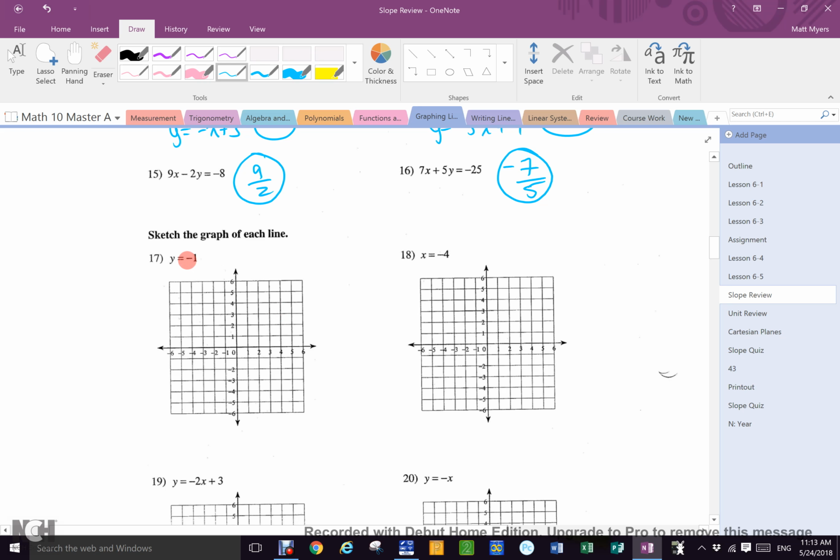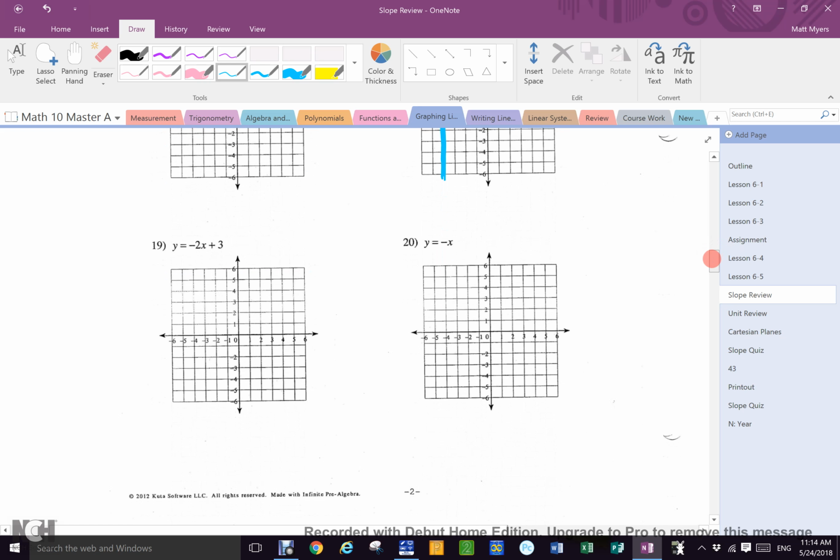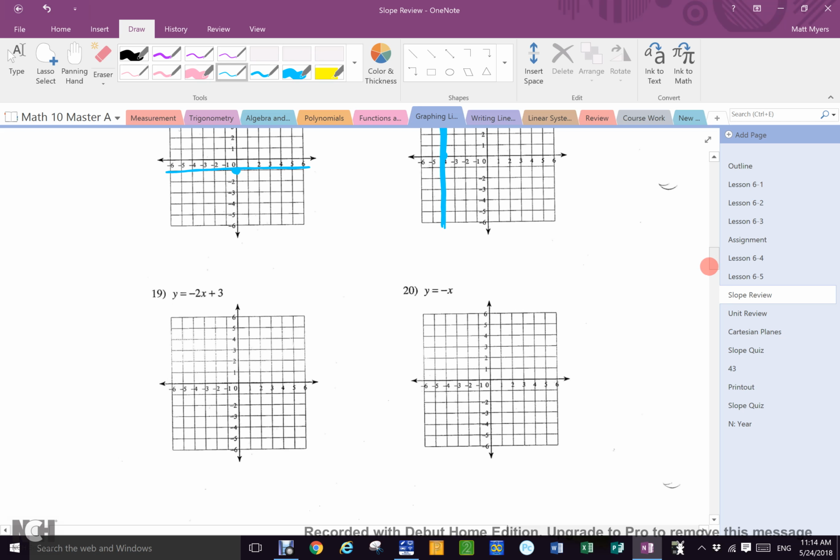Graph each line. Y equals negative 1. Where is y equals negative 1? It is right there. If it is always negative 1, it must be that line right there for 1 point. X equals negative 4. X equals negative 4 is right there. If x is always negative 4, it must be that line right there. Any questions about those two? There shouldn't be. That was quite plainly explained in previous years.